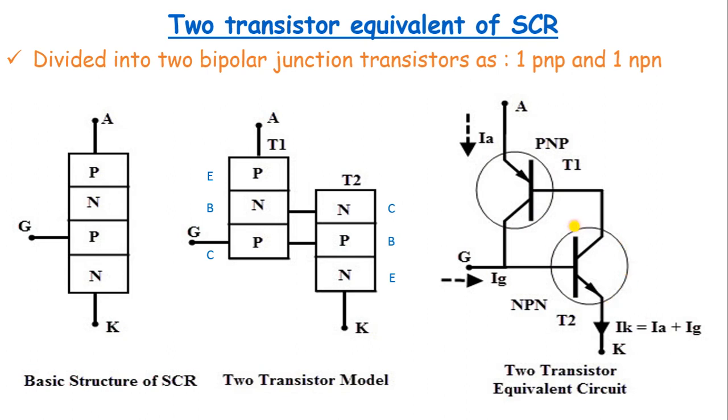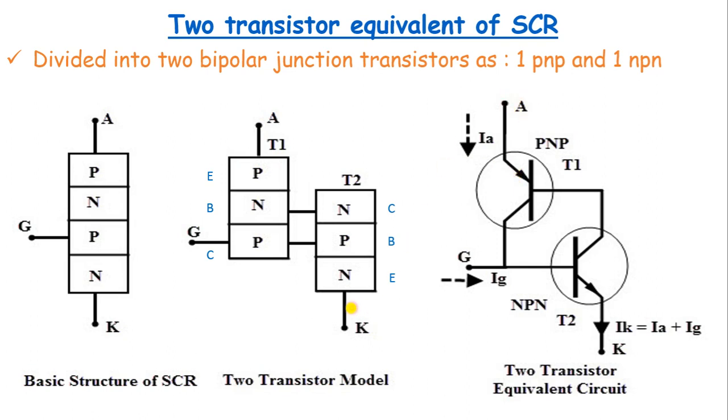Now we can mark the anode, cathode and gate. You should know from where, or at what point, we need to mark the anode terminal. If you look at this 2 transistor model of SCR, the anode is derived from this P material, which is nothing but the emitter of the PNP transistor. So on the emitter of the PNP transistor, you can mark the anode terminal.